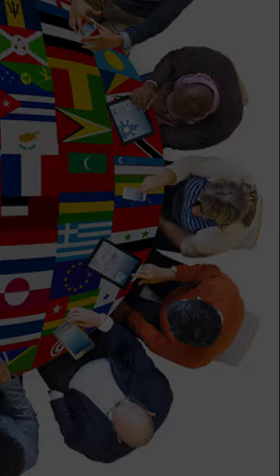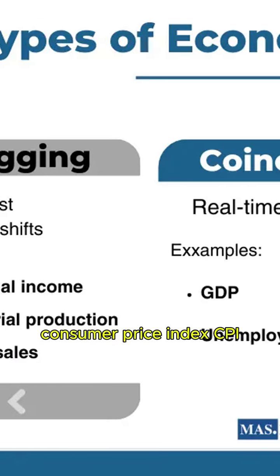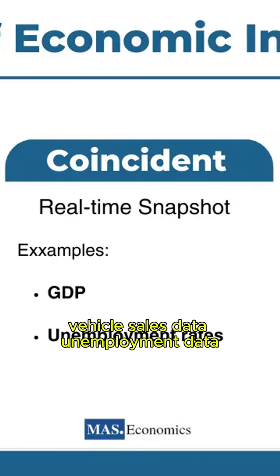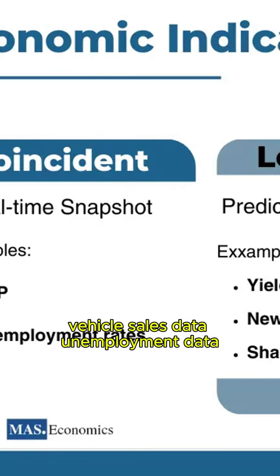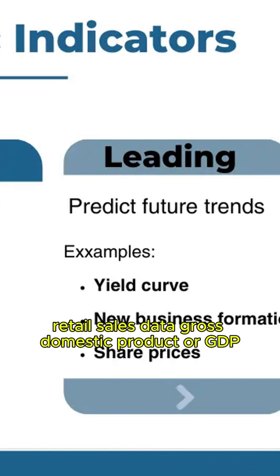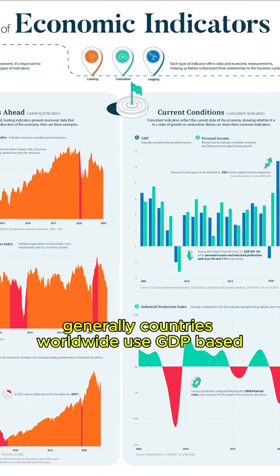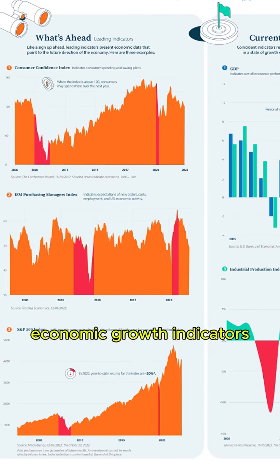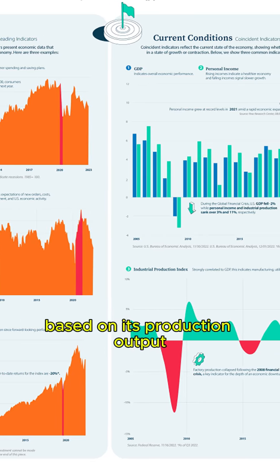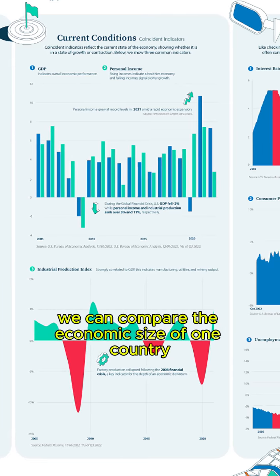public agencies. Some examples of economic indicators that we often encounter include Consumer Price Index (CPI), central bank interest rates, vehicle sales data, unemployment data, retail sales data, gross domestic product or GDP, and so on. Generally, countries worldwide use GDP-based economic growth indicators. GDP data shows the size of a country's economy based on its production output. By using this data, we can compare the economic size of one country with another.